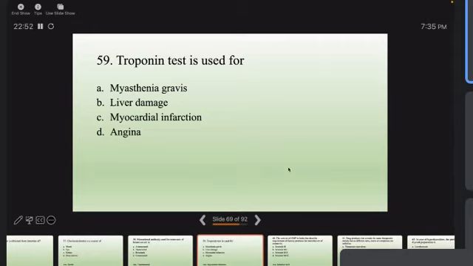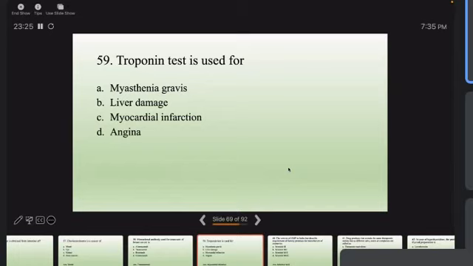It's very simple. It's something which happens commonly. I'll give you a clue: when you go into the emergency department, the first test they do will be this troponin test. So which is it? Yes, I see people answering. Angina. Okay, so let's rule out two options.